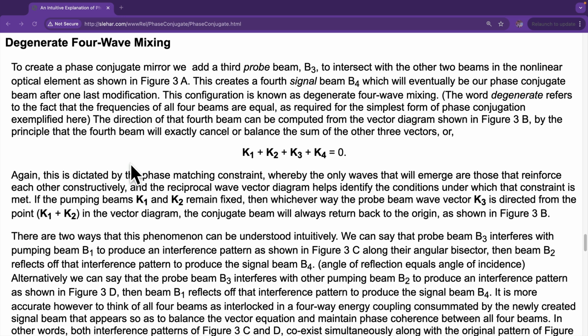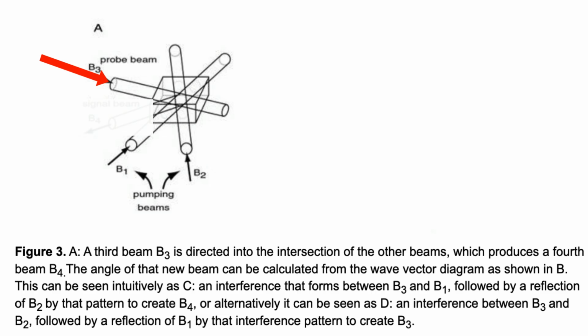Degenerate four-wave mixing. To create a phase conjugate mirror, we add a third probe beam, B3, to intersect with the other two beams in the nonlinear optical element as shown in Figure 3a. This creates a fourth signal beam, B4, which will eventually be our phase conjugate beam after one last modification. This configuration is known as degenerate four-wave mixing. The word degenerate refers to the fact that the frequencies of all four beams are equal, as required for the simplest form of phase conjugation exemplified here.